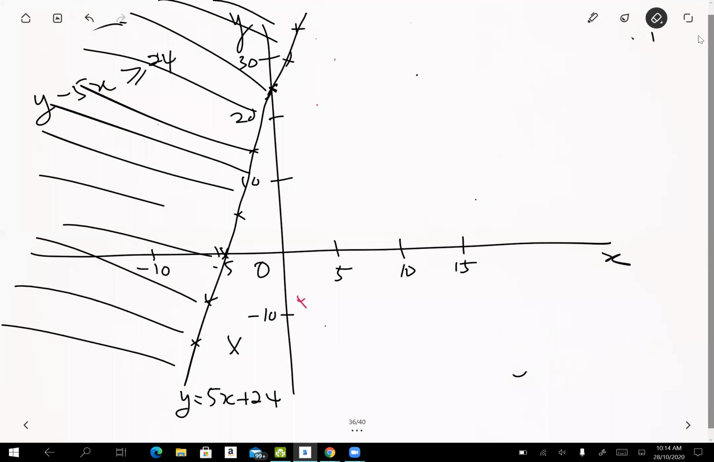Okay, you got the lines? First point, the x-intercept. What was the x-intercept? 13.50. Okay, that is the x-intercept. So 13.50 will be somewhere here.